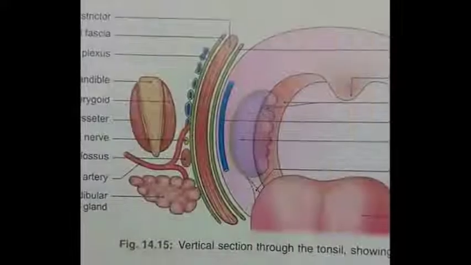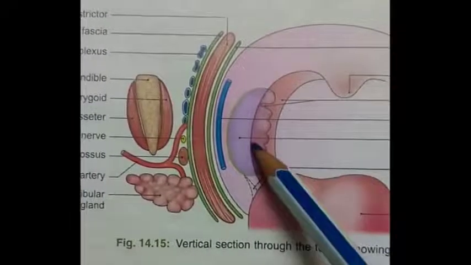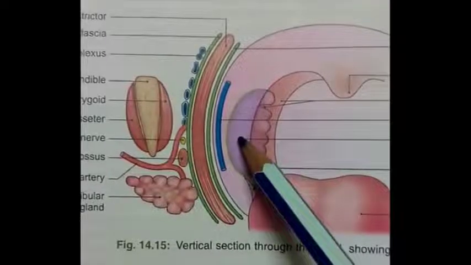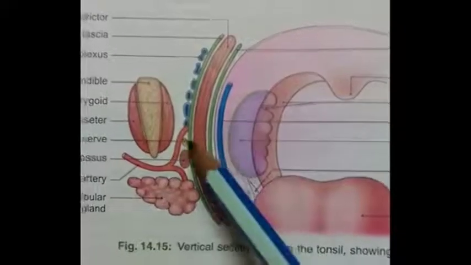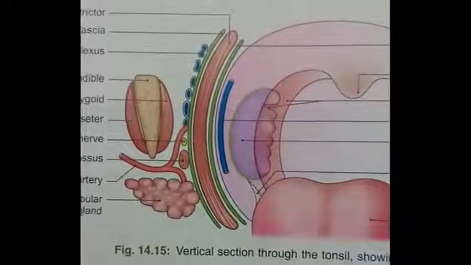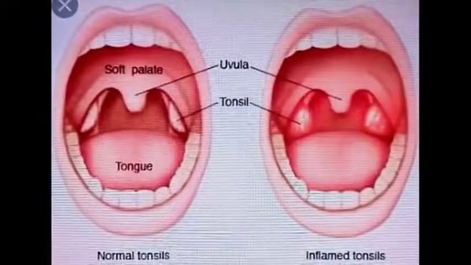Nerve supply of the tonsil. Nerve supply to the tonsil is derived from the glossopharyngeal nerve and the lesser palatine nerves, which are branches of the maxillary nerve. Applied anatomy related to tonsils.